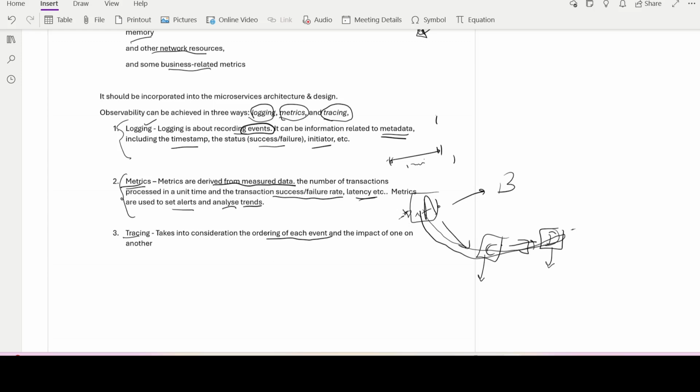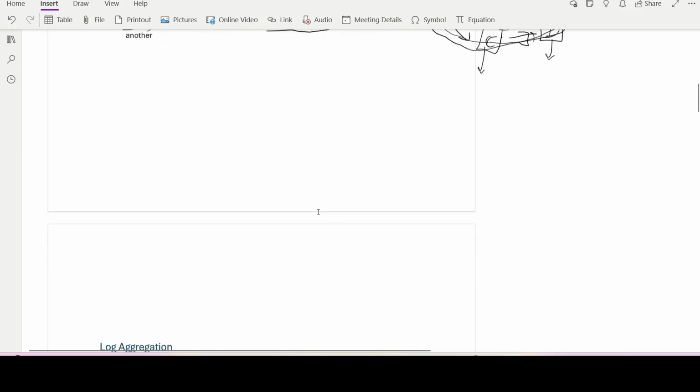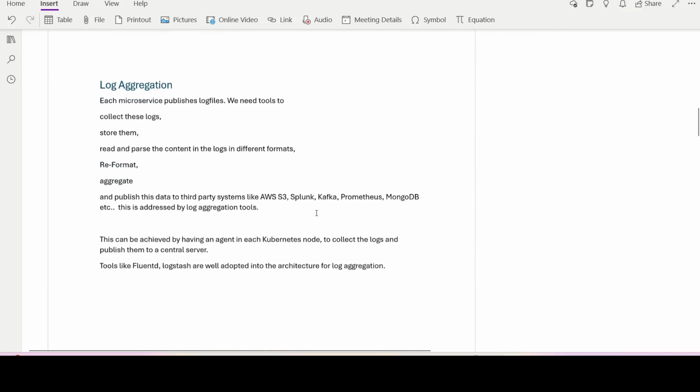So we need to trace what happened inside each of the microservices. So let's see a little more detail. Logs, right? So how do we do these logs? Now you know that there will be hundreds of microservices in one environment. So suppose this is one microservice and this is another microservice.